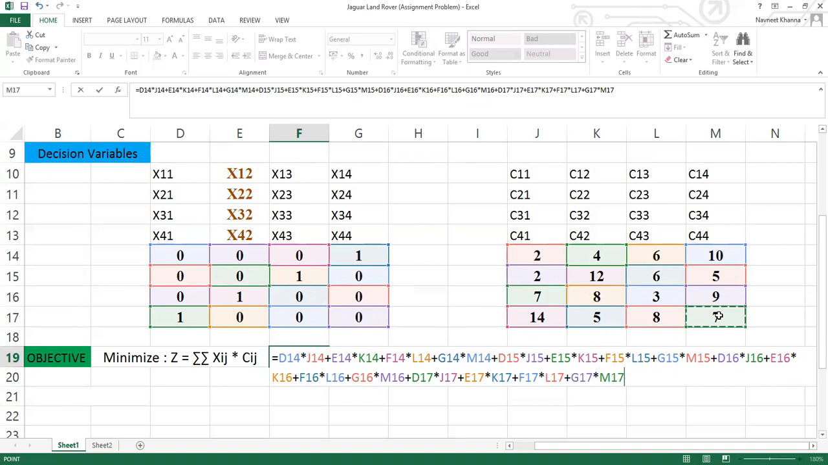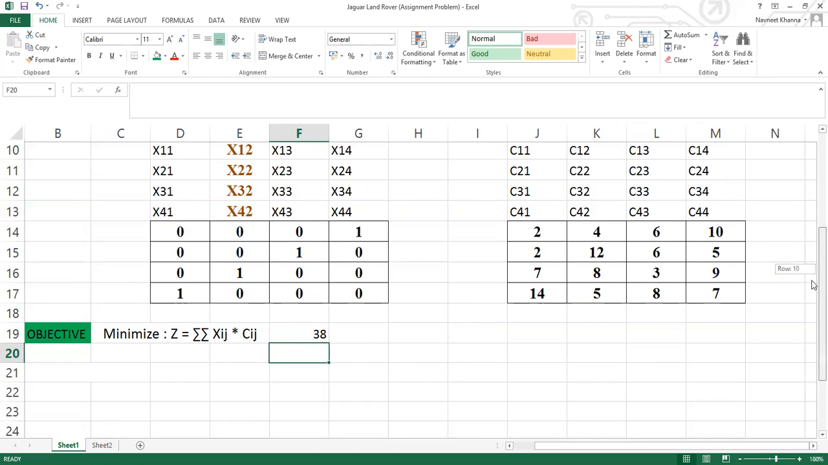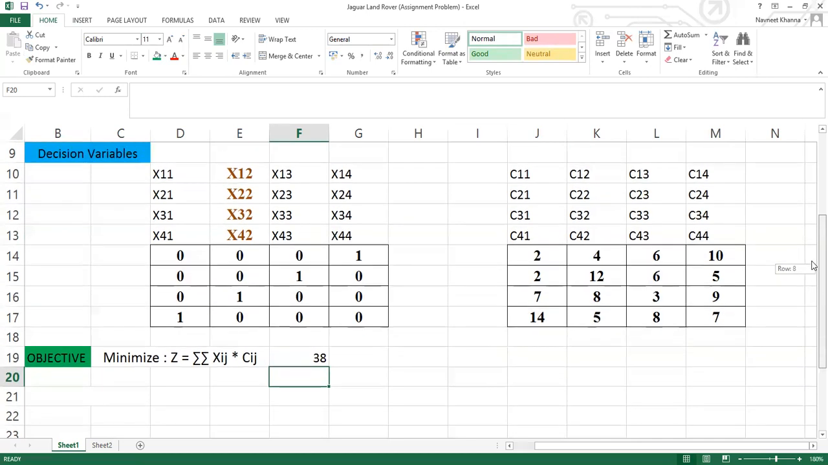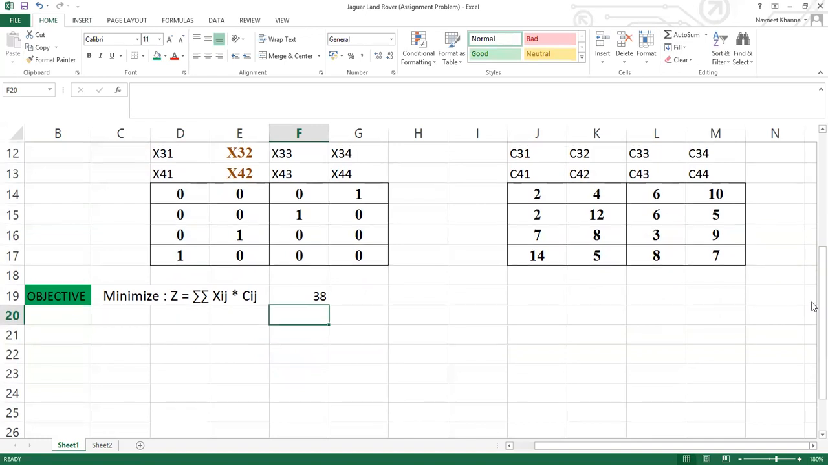Objective function Z is equal to the sum over i, the sum over j of Xij into Cij. Right now the objective function value, which we have calculated randomly, is 38 lakh. But you know the answer. Yesterday we solved it using the Hungarian assignment algorithm, but today we are solving it with solver. So now we have defined decision variables and the objective function, and it's time to define the constraints.